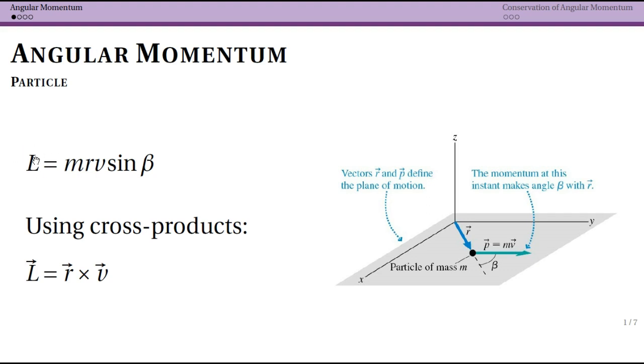So L is the symbol for angular momentum, and this can be written as mass times radius times speed times sine beta, where beta is the angle between the radial vector pointing from the origin to your particle and the momentum vector. Note that the definition actually comes from cross products, but it's okay to just use this equation if you understand what beta represents, the angle between these two.